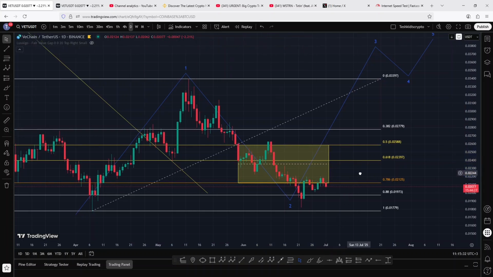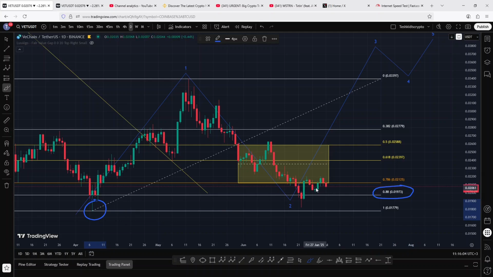And that means that in case we totally lose this area and also lose our last line of support above the fib level 0.88, above the 0.01973, then it is most likely that we are going to get a total reset of the lows we made on the 7th of April and continue dumping here on the Vechain chart.